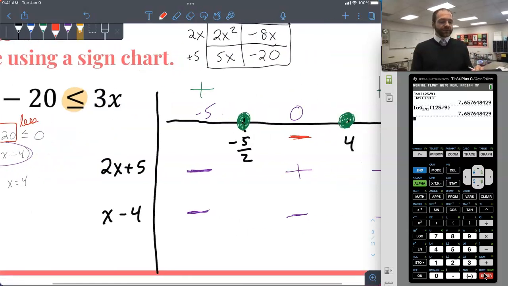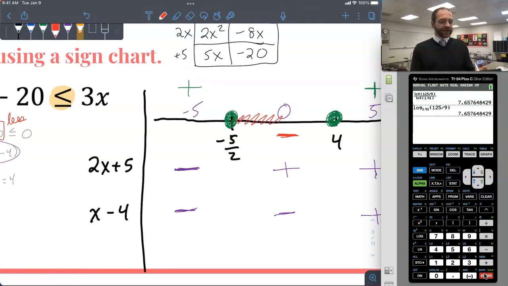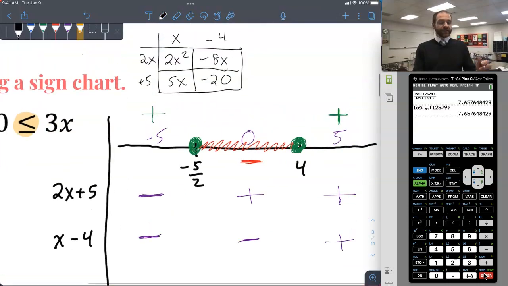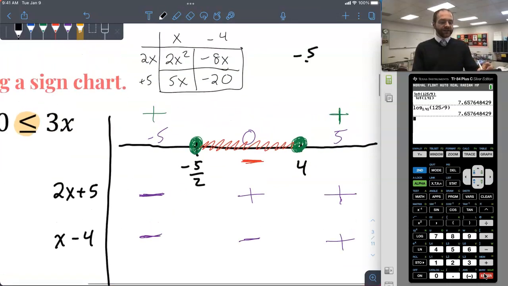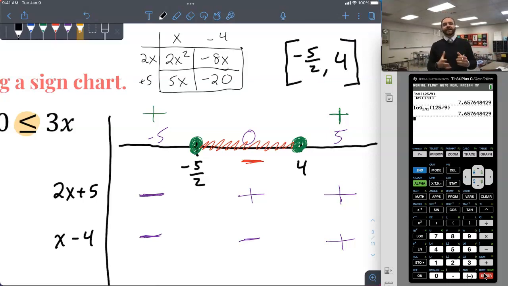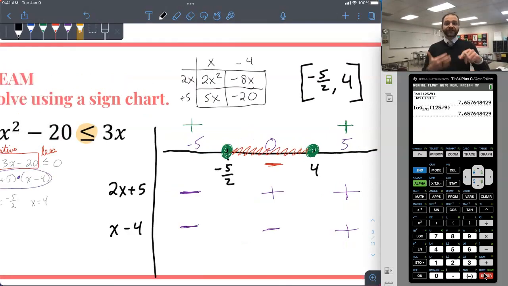Well, my negative numbers exist between -5/2 and 4. So that's my answer. My lowest number is -5/2. My greatest number is 4. Parentheses or brackets, though? They're both closed circles, so they're both brackets. That's a sign chart. All you're doing is plugging in numbers and looking at what their signs are.